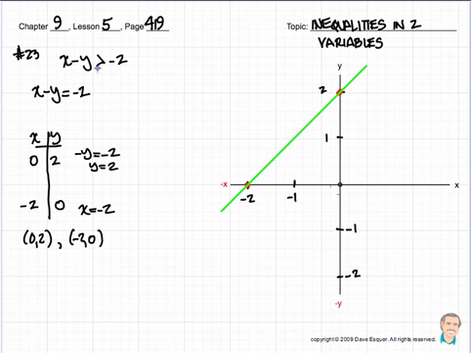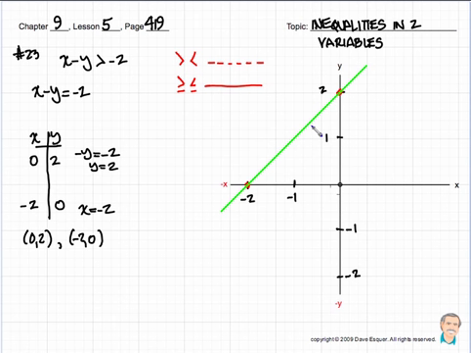Now remember the other point we needed to talk about when we're making these graphs. Graphs that have greater than or less than are going to be inequalities with a dashed line. And graphs that have greater than or equal to or less than or equal to are going to have a solid line. So on this one, we need to turn this into a dashed line.